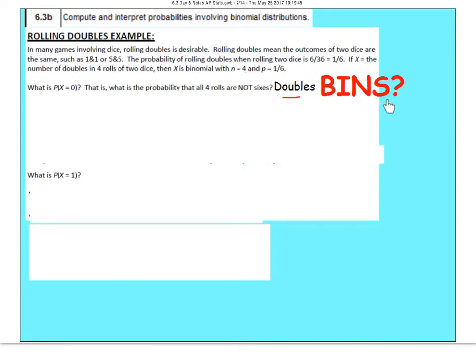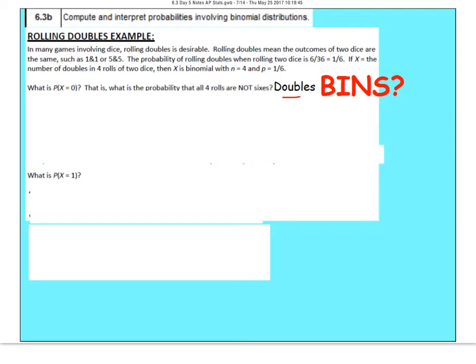Does this meet BINS? Is it binary? Success or failure, you get doubles or don't get doubles. Is each roll independent? Yes. Is there a fixed number of trials? Yes, there's 4. Is the probability constant? Yes, 1/6. So BINS works.